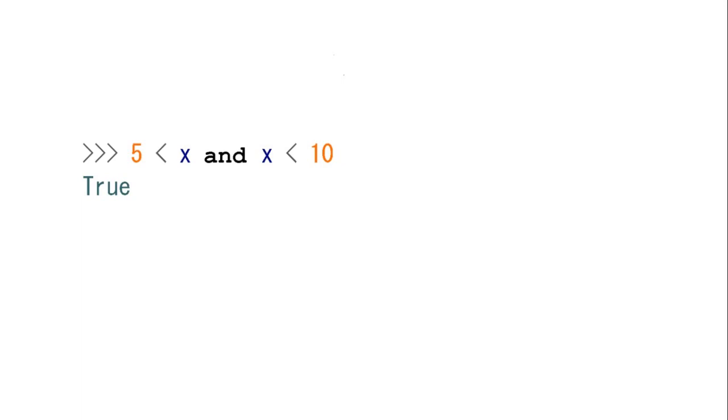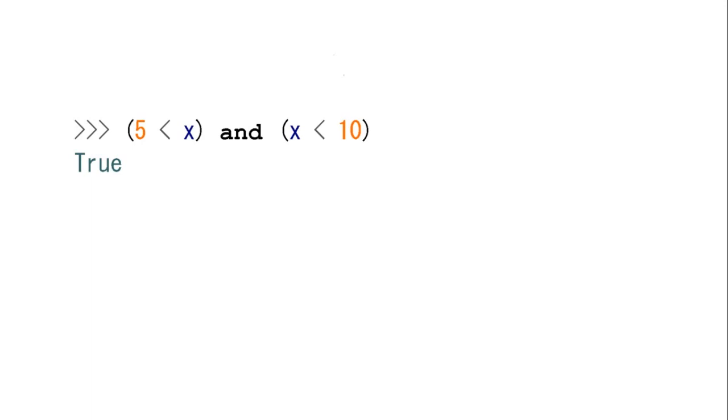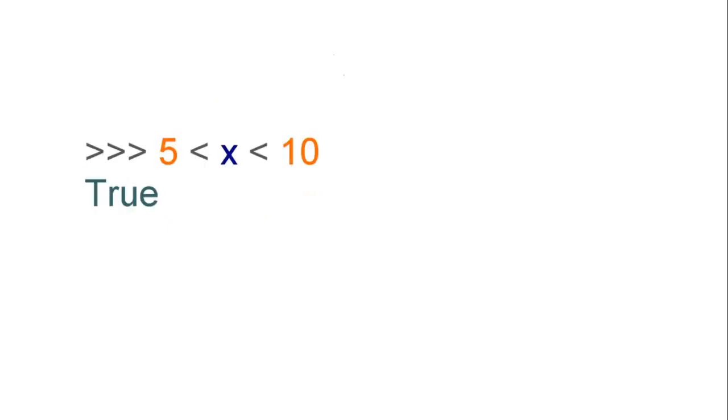The easiest way to avoid confusion about precedence is to add parentheses. Here's some other tests. If you are adding multiple comparisons with one variable, Python lets you do this. It is the same as 5 less than x and x less than 10. You can also write long comparisons.